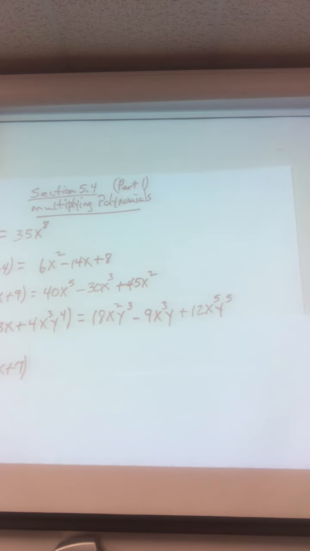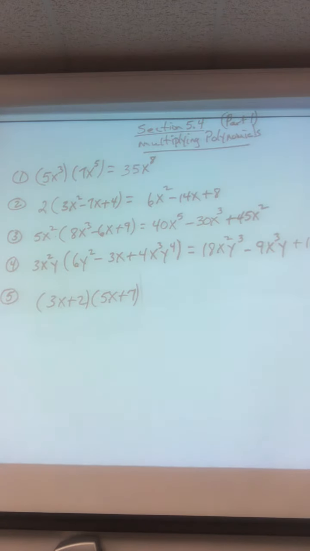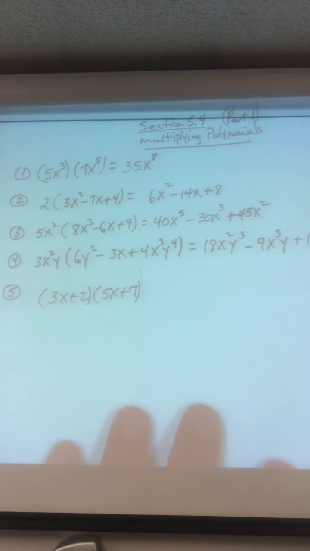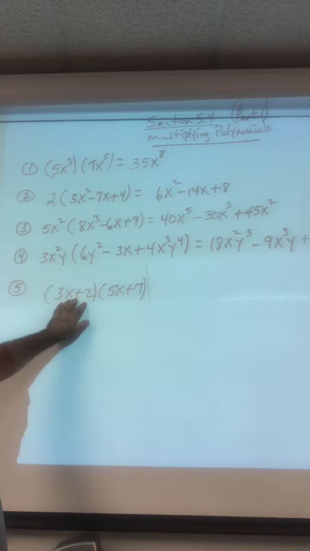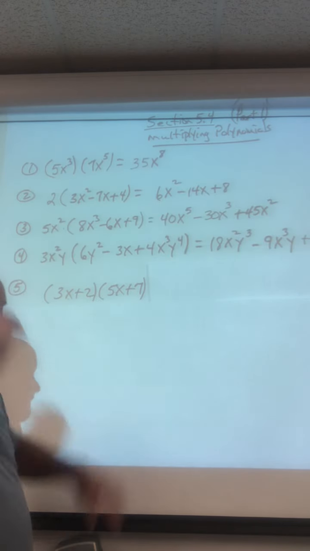Okay. Now, let's look at this problem right here. So copy this problem down right now. So we've got 3x plus 2 times 5x plus 7.